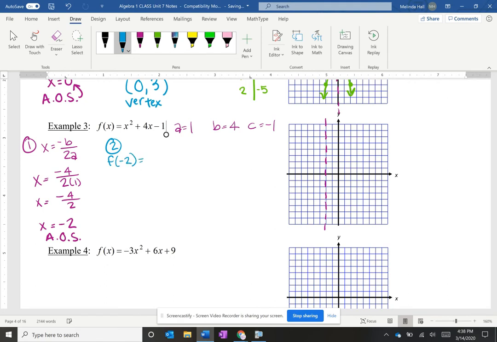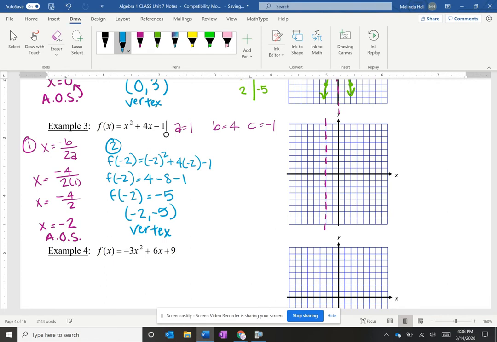So f of negative 2 is negative 2 squared plus 4 times negative 2 minus 1. And so then negative 2 squared is positive 4, and positive 4 times negative 2 is negative 8. And so 4 minus 8 is negative 4. Minus 1 is negative 5. Okay, and so then that means my vertex is at negative 2, negative 5.